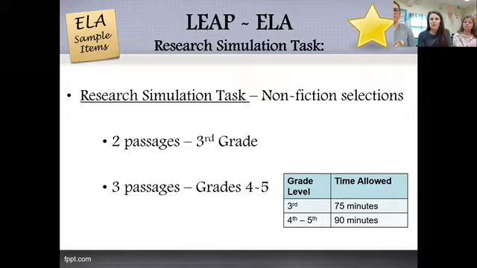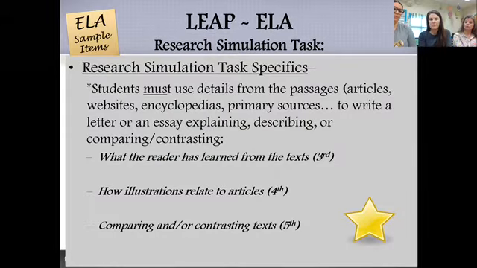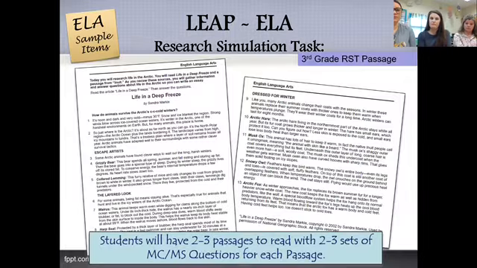This is going to be an example for the research simulation. It just goes to show a little difference between 3rd, 4th, and 5th grade. In 3rd grade, they'll have 2 passages, and 4th and 5th, they'll have 3, with the time allotment being slightly different as well. You can see there 75 versus 90. And for the research, they will be reading informational sources. It could be details from articles, websites, encyclopedias, lots of primary sources. Could be on science topics, social studies topics, and they'll have to respond to that.